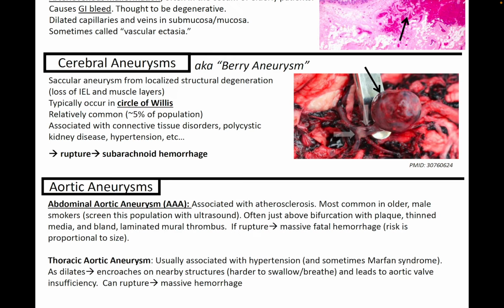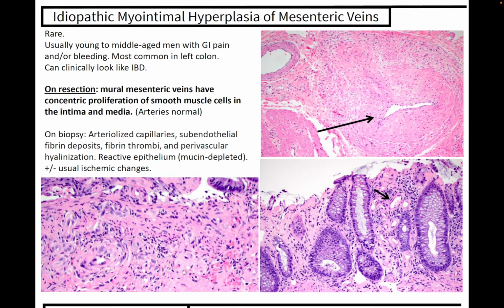So next up, we have thoracic aortic aneurysm, again, usually associated with hypertension and sometimes Marfan syndrome. As it dilates, it encroaches on nearby structures, which makes it harder to swallow and breathe, and leads to aortic valve insufficiency. It can also rupture and lead to massive hemorrhage.